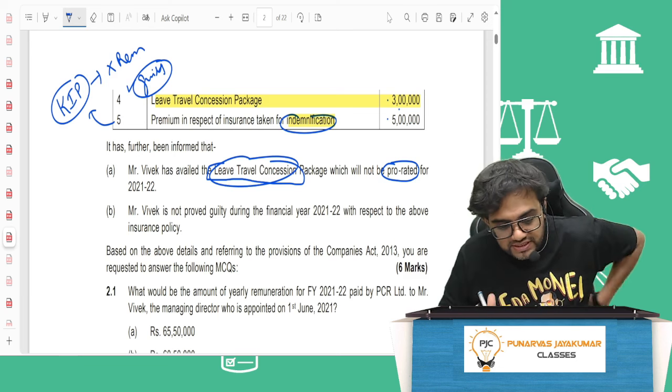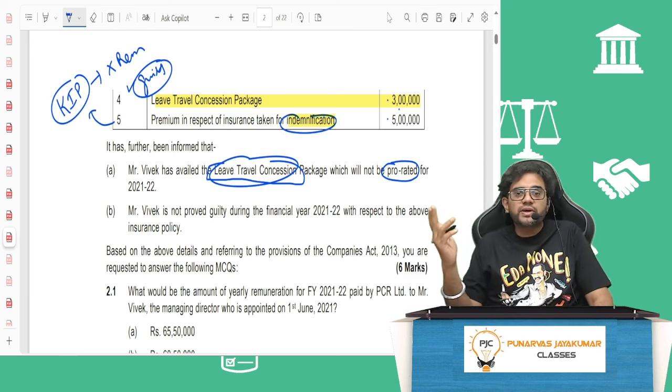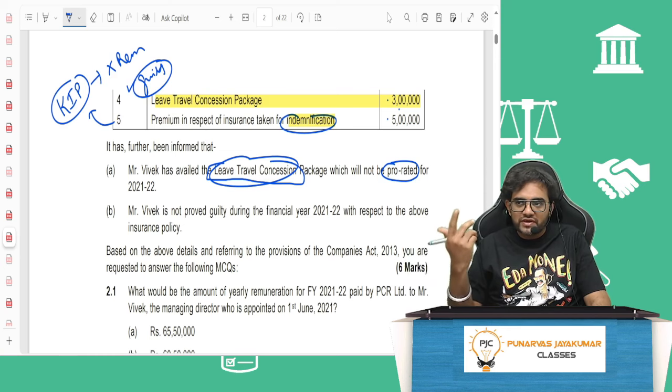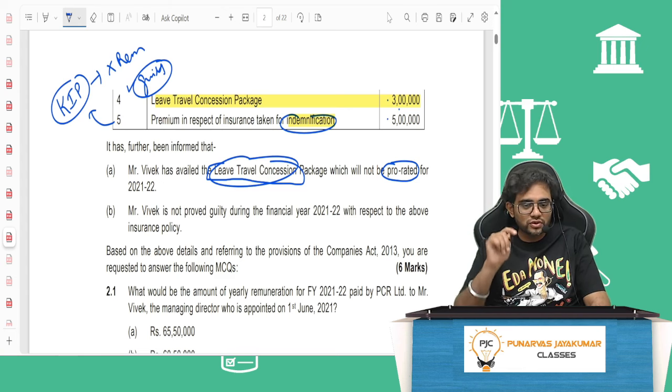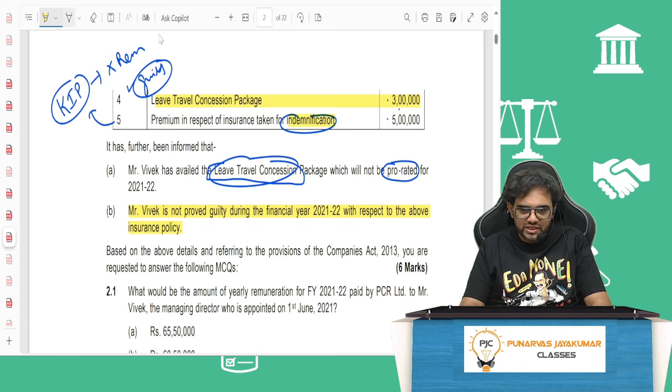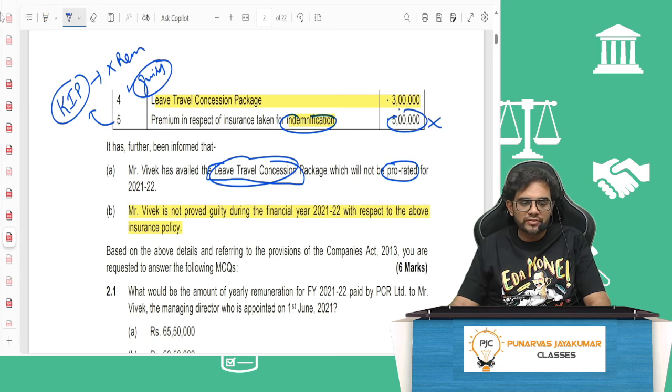Now the problem is that premium paid, actually it is paid on behalf of all the key personnel. Will it be included in the remuneration of the director was the question. The answer is no. But guys, if I only commit scam and because of which I have to pay this, company has to pay a lot of money to the outsiders because I committed fraud. Don't you think so I should recover from him? Yes. So only when you are proven guilty, the key man insurance policy premium will be recovered. But here they have clearly given that Vivek is not proved guilty with respect to any insurance policy. So hence, this key man 5 lakh rupees will not be included in the remuneration.